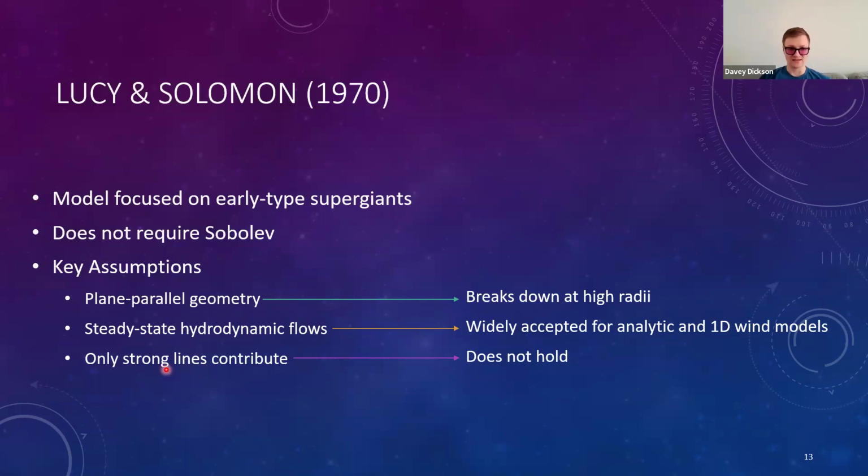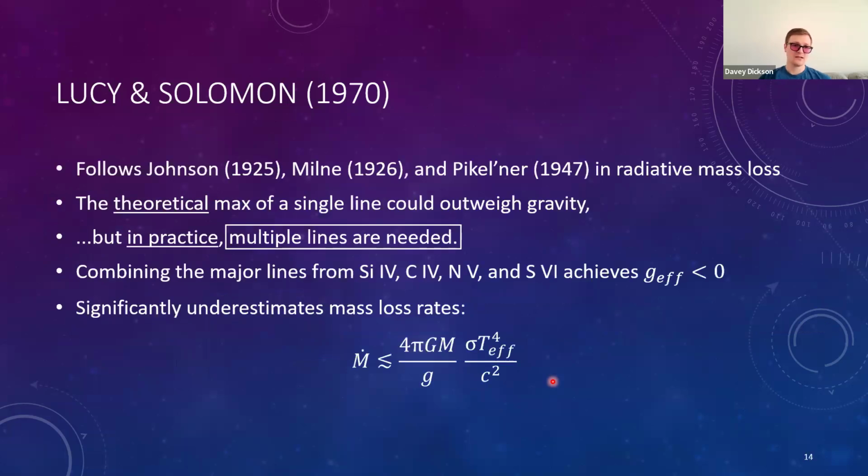And I also want to highlight that they only considered the strong lines of the particular species they were concerned with, which, as we've already discussed, is not going to give the full force that we might expect. So, unsurprisingly, we see a significant underestimate in the mass loss rates, but this is still a huge step forward in getting any calculated mass loss rate from line driving itself.